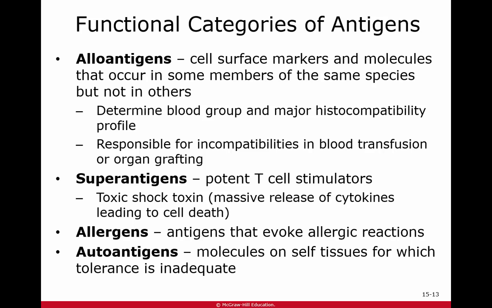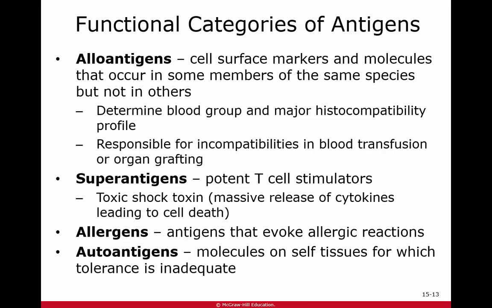Alloantigens are cell surface markers and molecules that occur in some members of the same species but not others. This is what determines our blood group and our major histocompatibility profiles. It's also responsible for reactions to blood transfusions or when we reject organs.